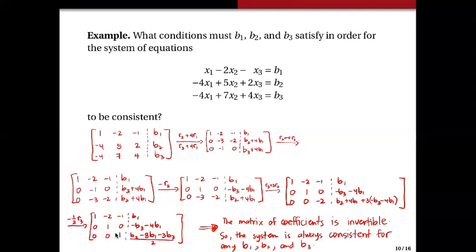In fact, 2 steps left. You just need to make this 0, and then this guy here to make 0. So you have the identity matrix for this side after doing those 2 steps. Okay? So that's this guy here. So whatever your B1, B2, and B3 are, this will always be consistent. Question?